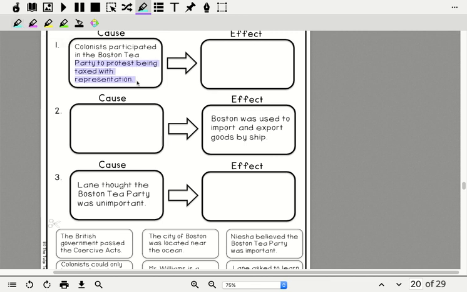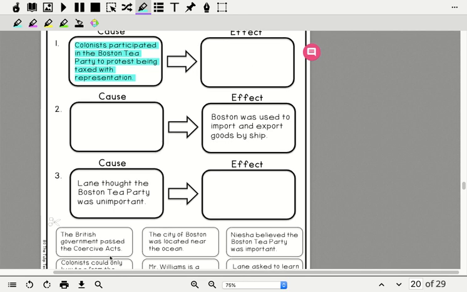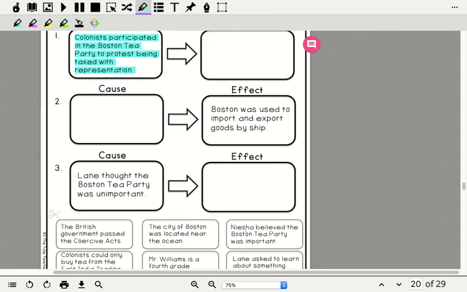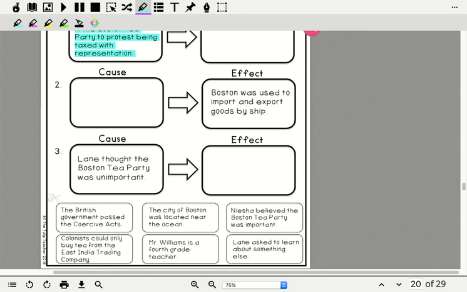Okay, so if you are participating in the protest, what is going to be the effect of that? So let's go down here and look at our choices. The British government passed the Coercive Act. The city of Boston was located near the ocean. Nisha believed the Boston Tea Party was important. Colonists could only buy tea from the East India Trading Company. Mr. Williams is a fourth grade teacher. And Lane asked to learn about something else.